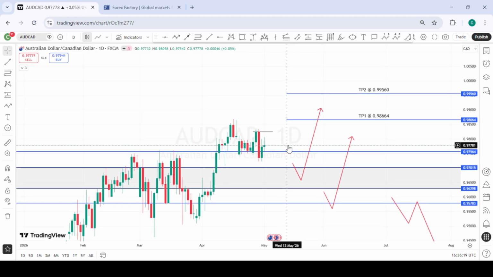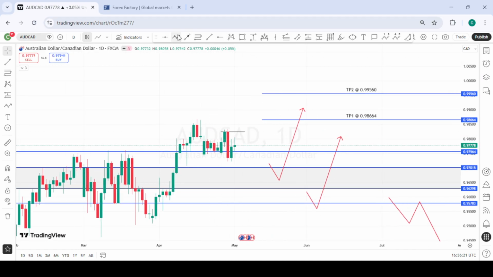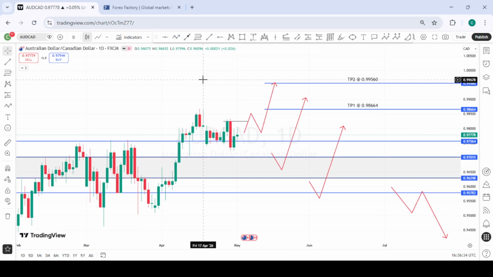But if price does not pull back all the way there and it gives us this daily structure shift above, a daily candle break above this high over here, we'll wait for a pullback, a higher low formation, and we'll look for buying opportunities to the upside. So we are very bullish on AUDCAD for the coming week.